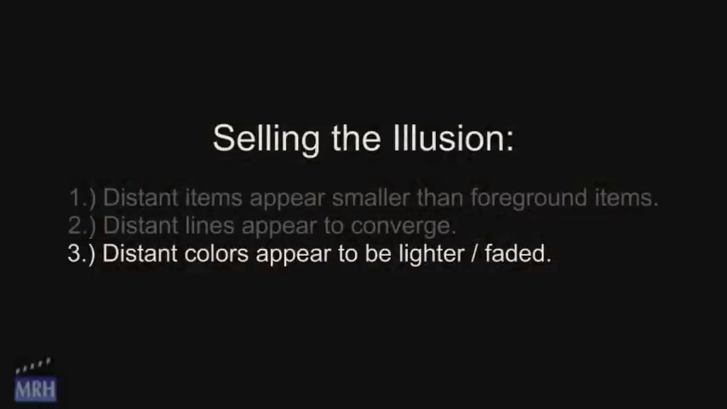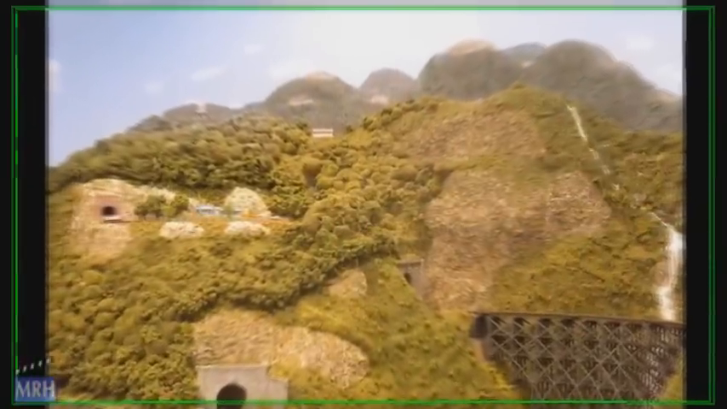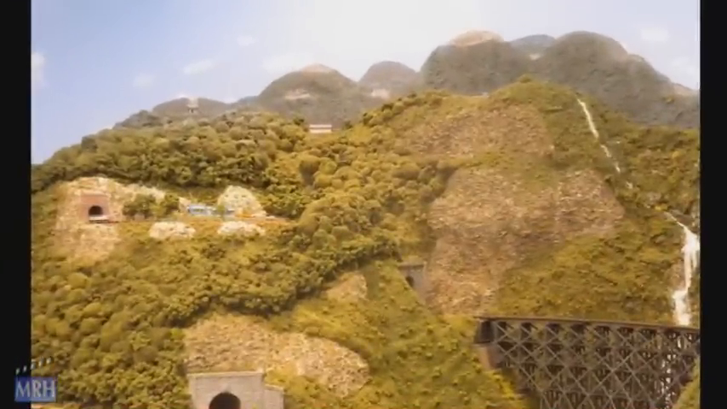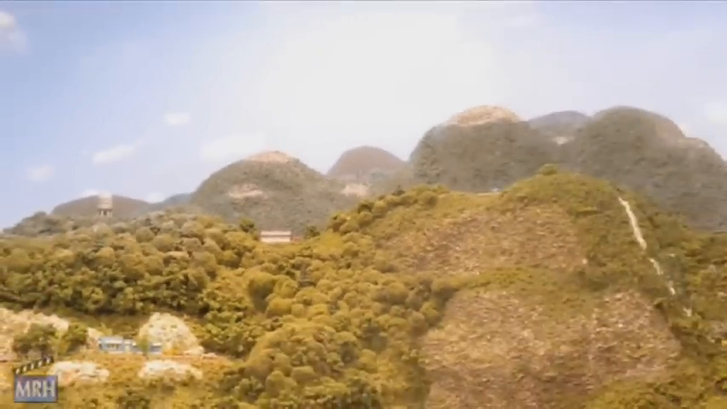The last item we'll look at for selling the illusion is how colors appear to be lighter, faded, or have a bluish tint in the distance. Here in the mountain area, I've used colors to convey the illusion of depth. Down near the bottom, the colors are darker and more intense. As we move up the mountain, we can see that the colors are lighter. And towards the top of the mountain, they're lighter still and have a gray or bluish tint. Notice also that the sky near the horizon also has a grayish tint.